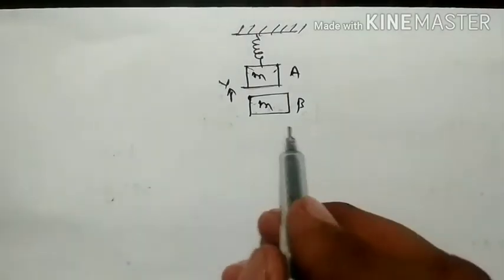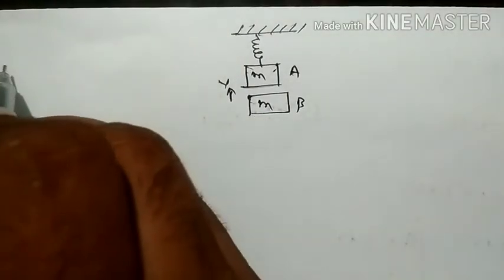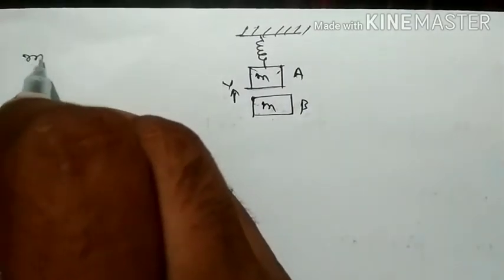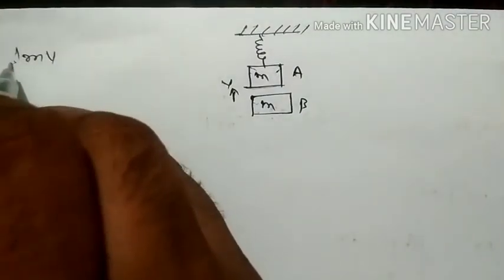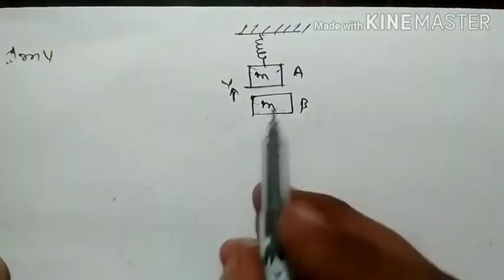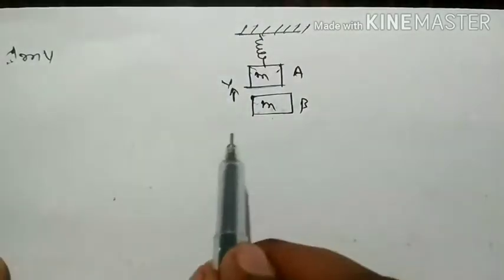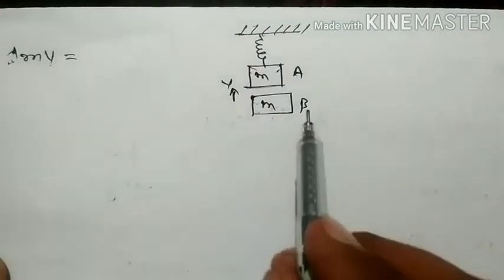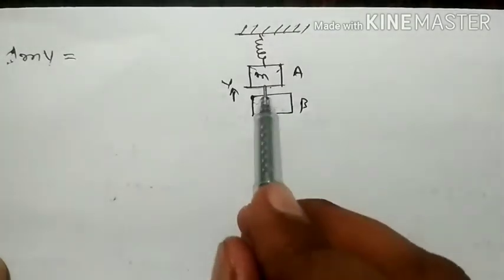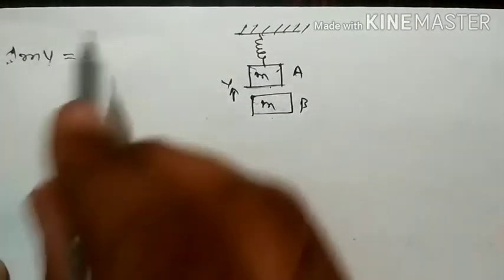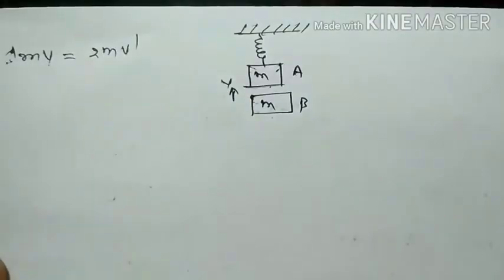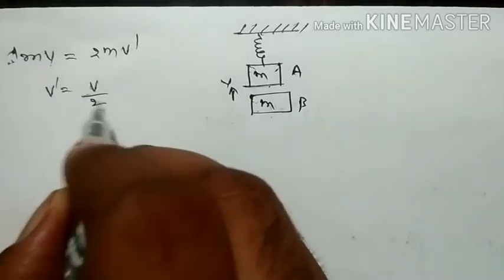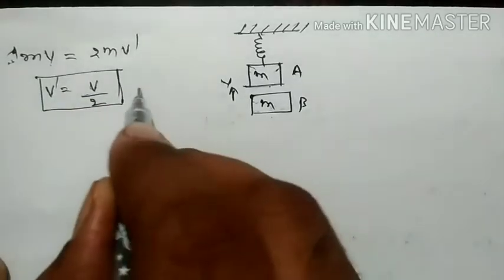So let us see. The block M is moving upwards. So how can you consider this block MV? So first of all we have to find what is the combined velocity with which the two blocks are moving. So initially the body is moving with a velocity v, the momentum is mv. So when these two strike and they stick together, the total mass will become m plus m, 2m. So 2m multiplied by v dash. So what is the velocity of the combined mass? It is v by 2. So this is the first condition you have to consider.